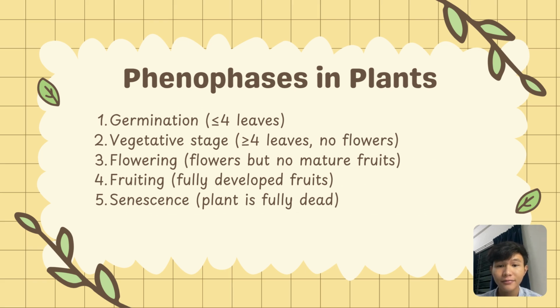The next one is flowering. Flowering happens when the plants start showing flowers but fruits are not mature yet. And the next one is fruiting. Fruiting happens when fruits are fully developed. And the last but not least is senescence. Senescence happens when the plant starts to age, dry, and eventually die. So by observing these stages, we can track the full life cycle of a plant.